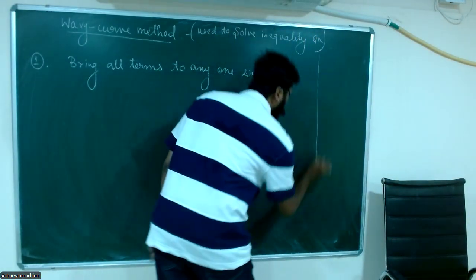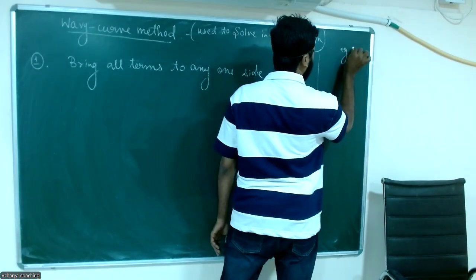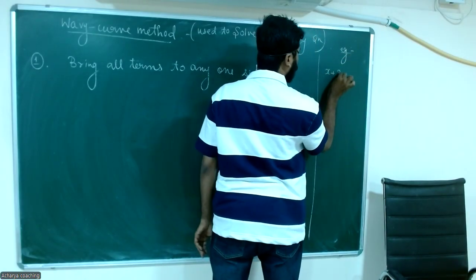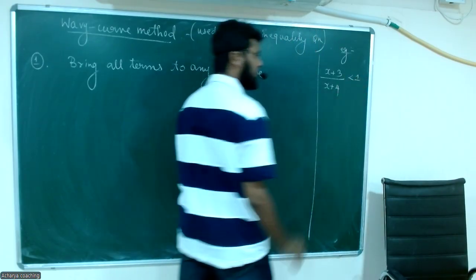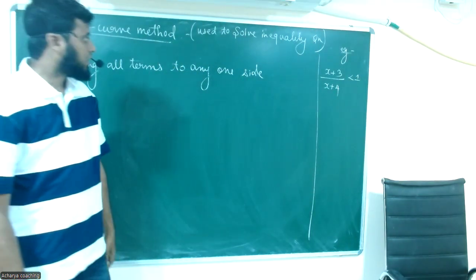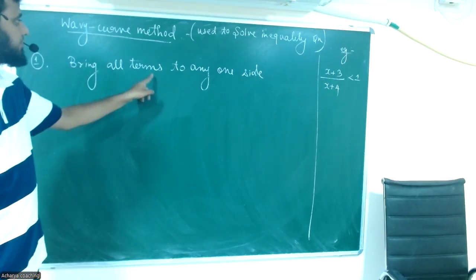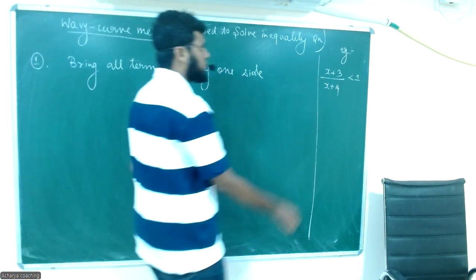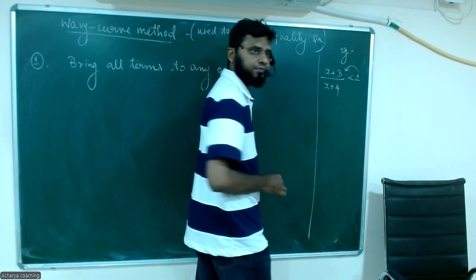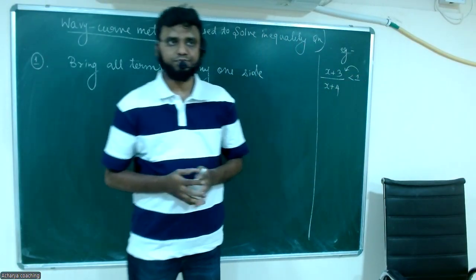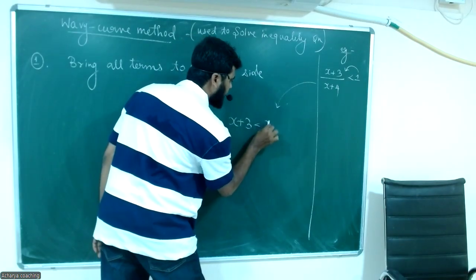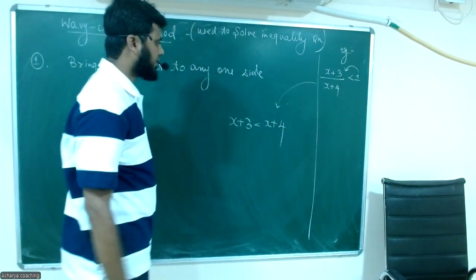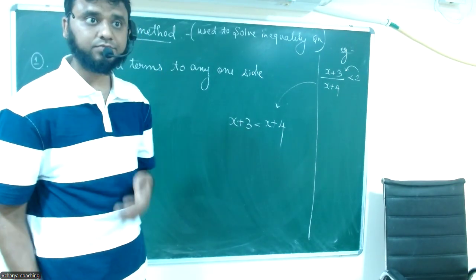Side by side, we can see one example question. If I have a question like (x plus 3) by (x plus 4) less than 1. Okay, this is the question. So first what I have written, bring all terms to any one side. So what I will do, this plus 1 I will bring here. Can I multiply this x plus 4? Is this correct? x plus 3 less than x plus 4. Can I write like this? Why?